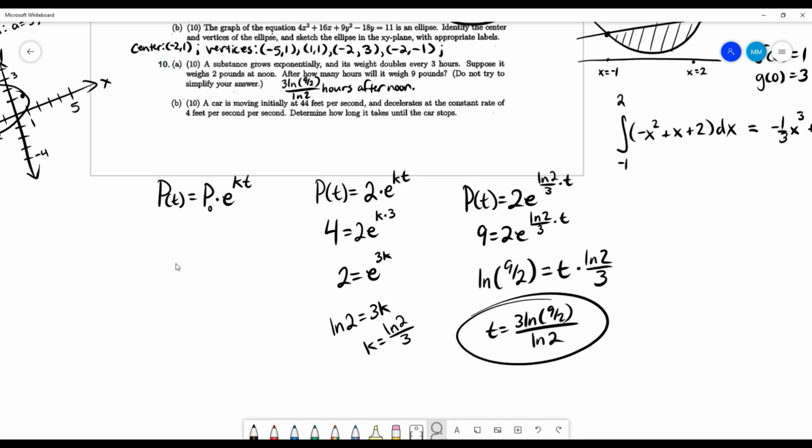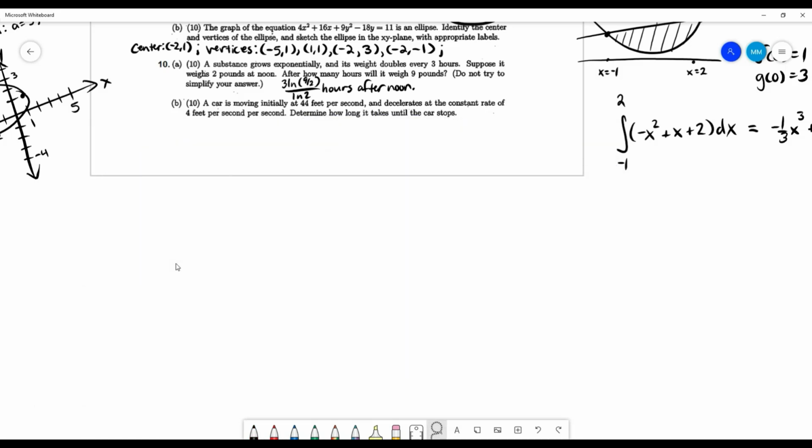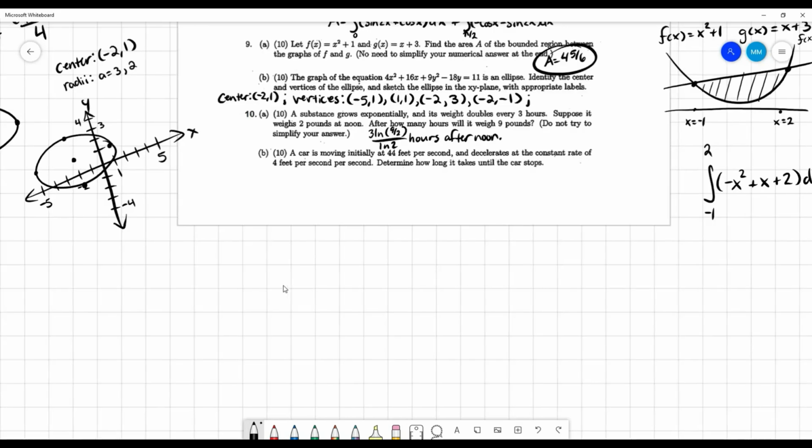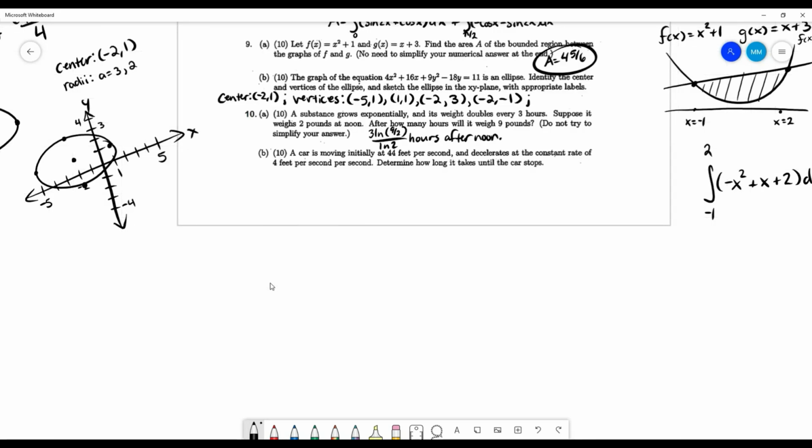Okay, and then our very last question for this review is a pretty straightforward one. It's more physicsy. It says a car is moving initially at 44 feet per second. So we know that initial velocity is 44 feet per second. And it decelerates at a constant rate of 4 feet per second squared. So I know that the acceleration is negative 4 feet per second squared. Determine how long it takes until the car stops. So our final velocity is going to be 0 feet per second because it's going to be stopped. Using this, now we just have to remember one of our equations.